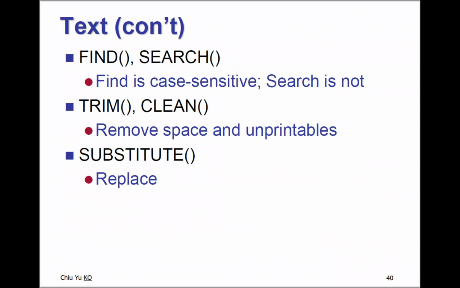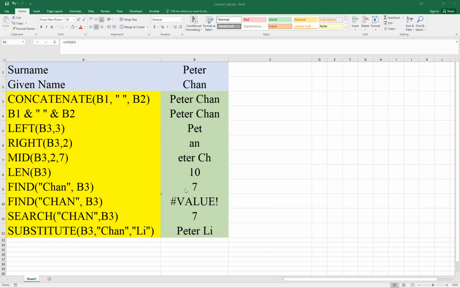So the next functions are called FIND and SEARCH. The difference is FIND is case sensitive, SEARCH is not. So here, look at Chan, an exact match, then you will get 7. If you use a capital letter CHAN in FIND, it will say, oh, I can't find the value. If you use SEARCH, it doesn't care about the case.